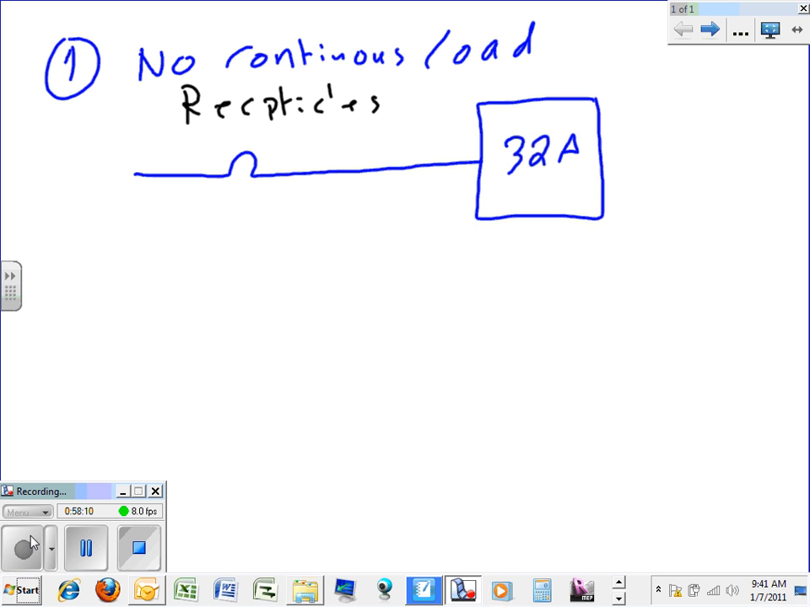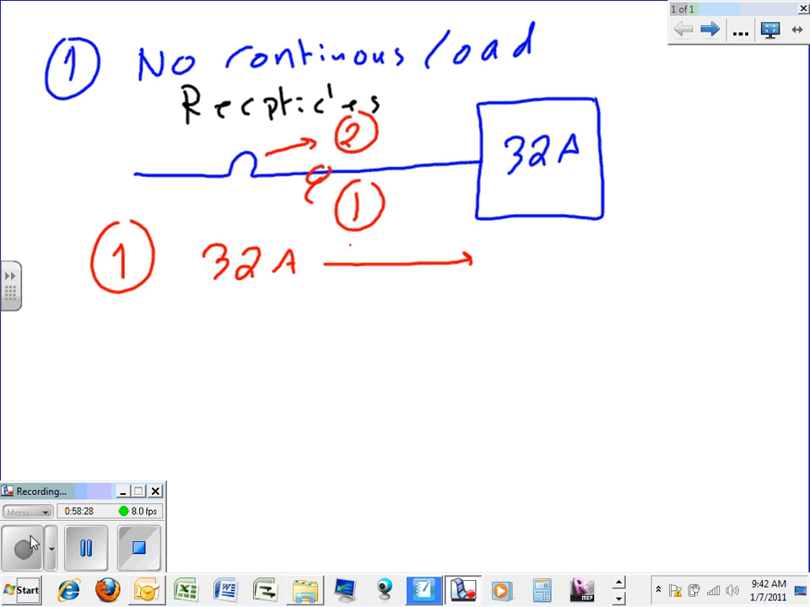Alright, here's what we need to do. I need to size, number one, the conductor, and number two, the overcurrent protection device. Let's do number one, the conductor. If it's non-continuous, you take the 32 amps and go to 310.16 under which column and why? The 60-degree column, and that will get me 32 amps, number 8.